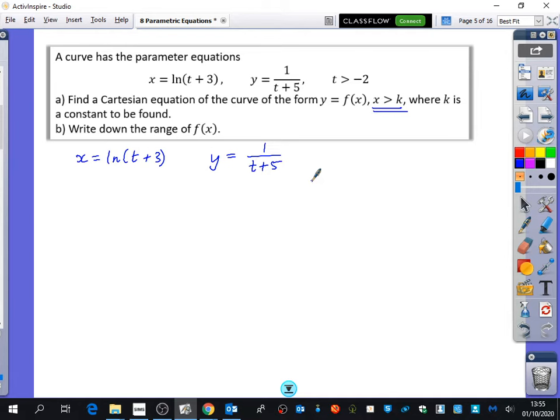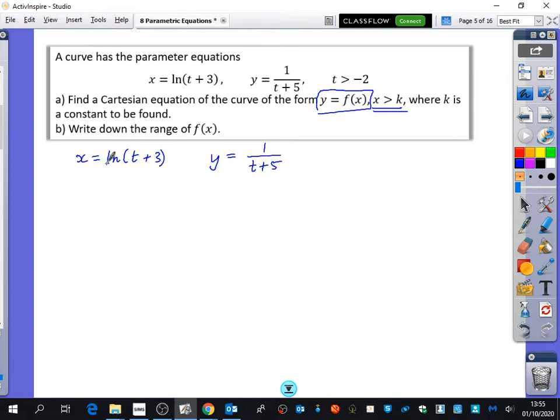And the reason I think the one on the left is going to be easier is because we eventually want our equation to be y equals f of x. And this one already has y equals. So if I can just make t the subject of this one, I've already got y equals, and I'm going to save a lot of time doing the rearranging.